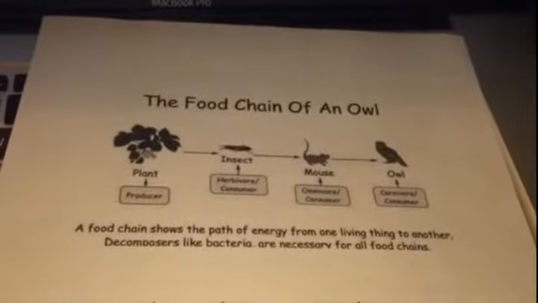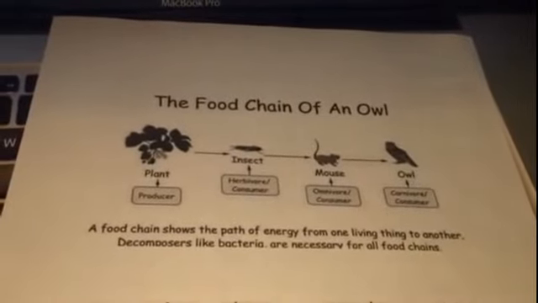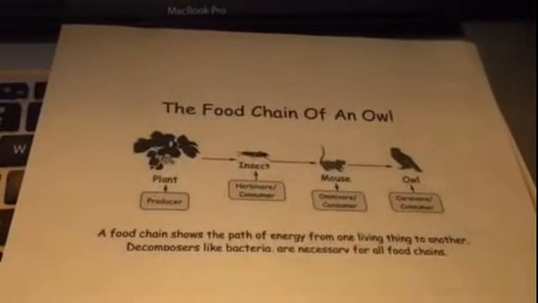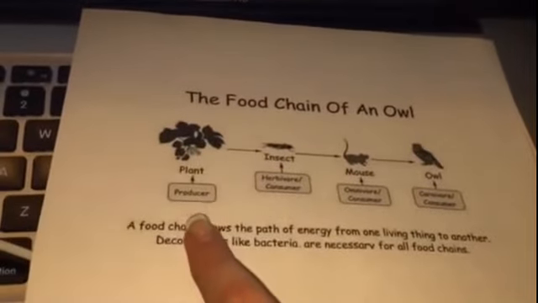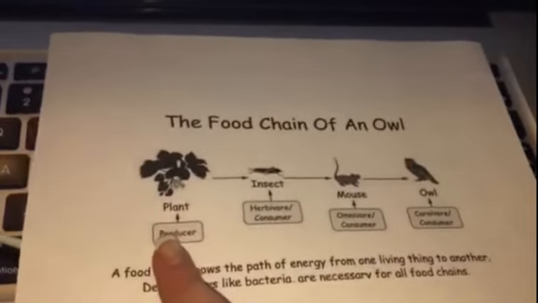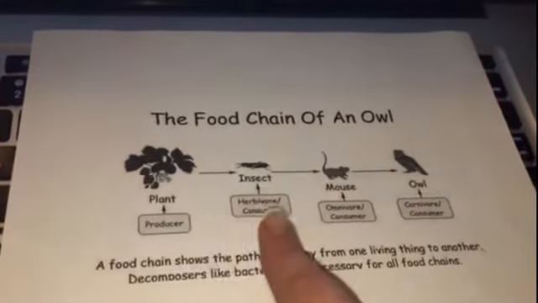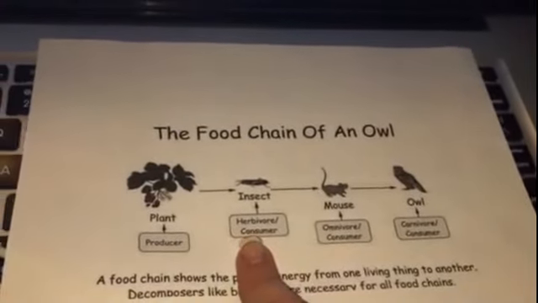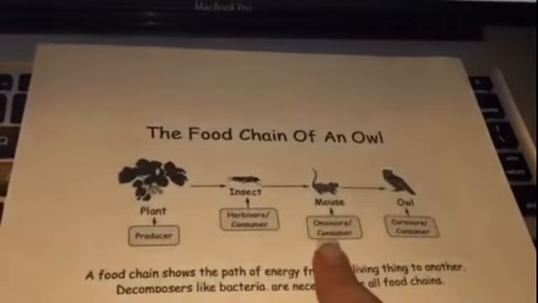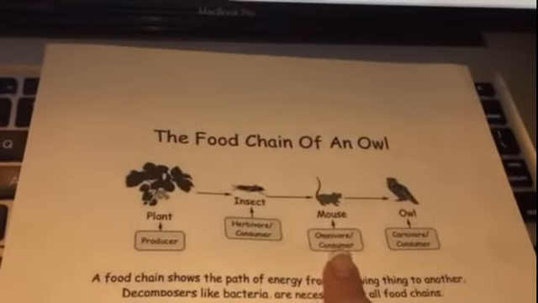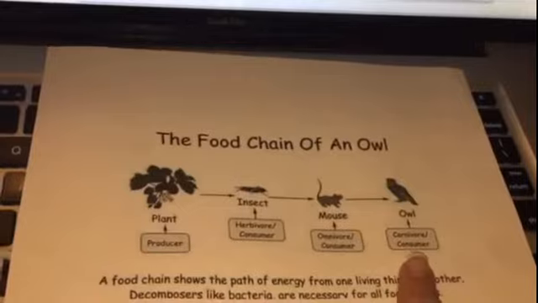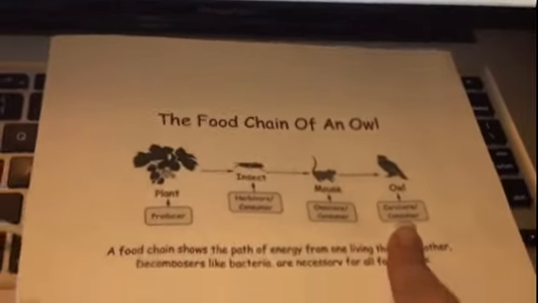I'm going to show you two examples of the same food chain that you should base your project off of. In the food chain of the owl, for this example, it starts with the plant, which is the producer, and then it goes to the insect, which is the consumer, and then it goes to the mouse, which is a consumer, and then it goes to the owl, which is a consumer.